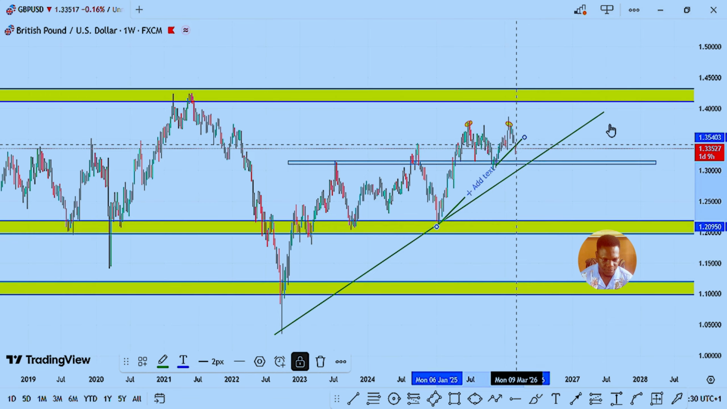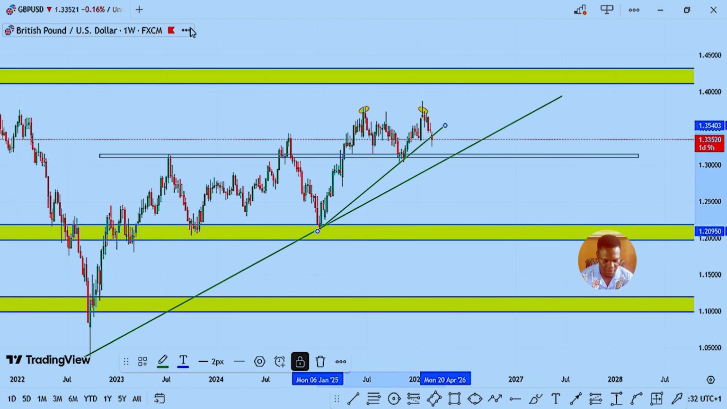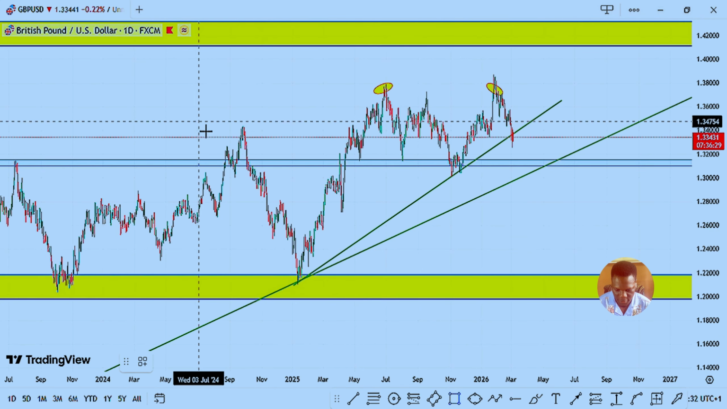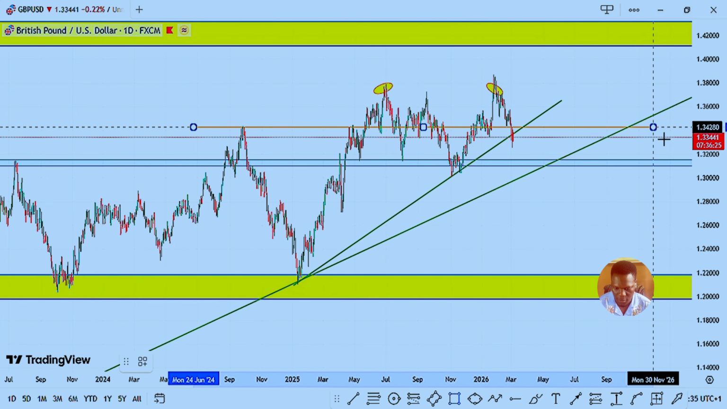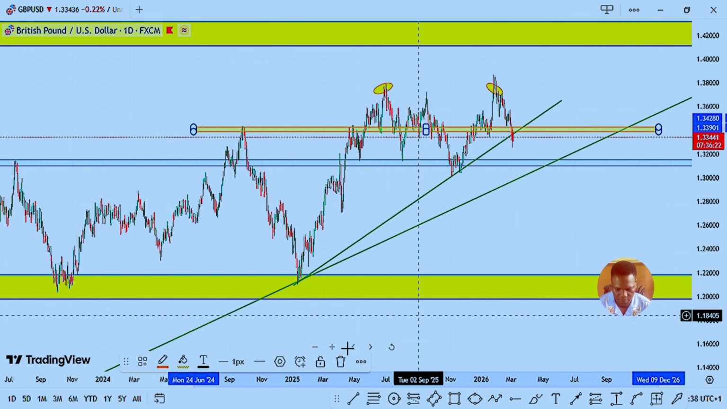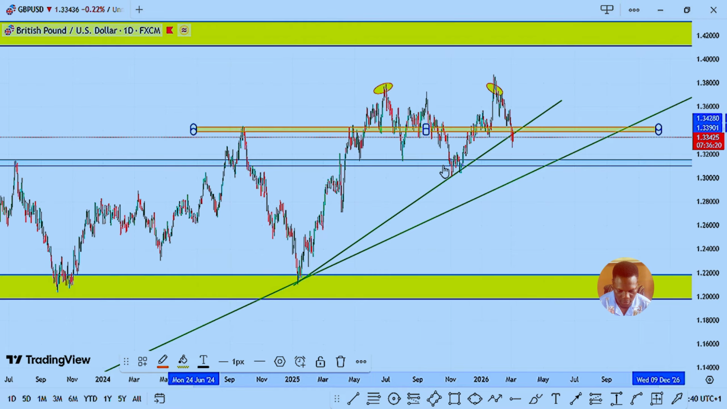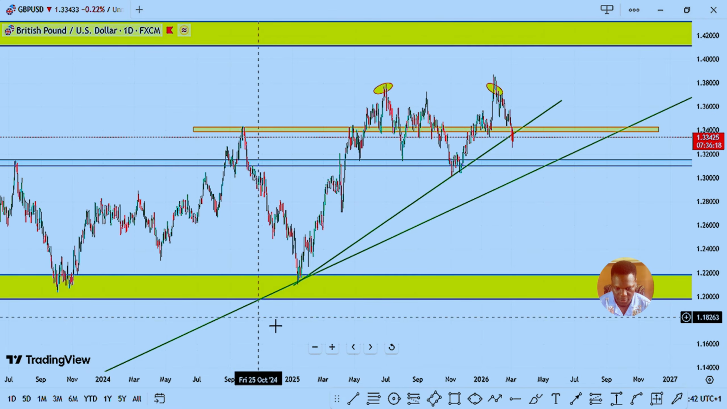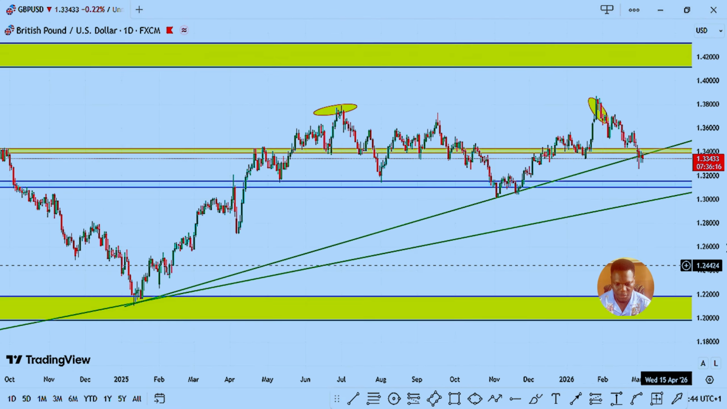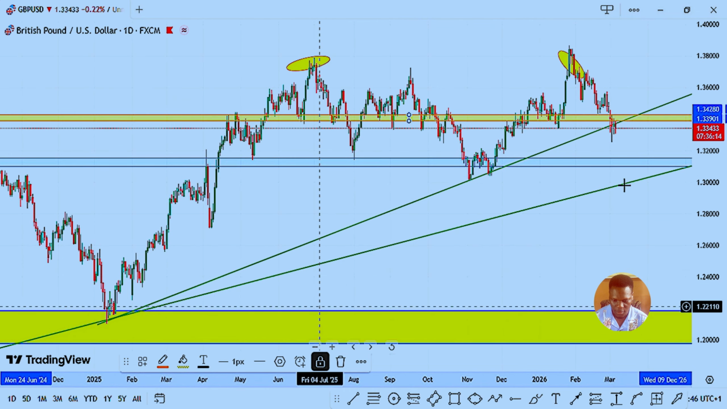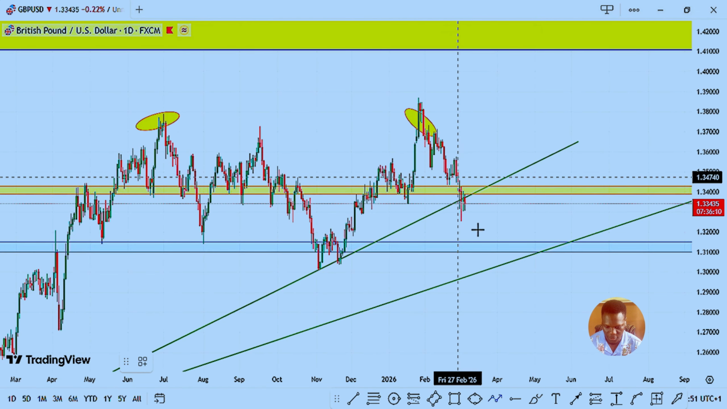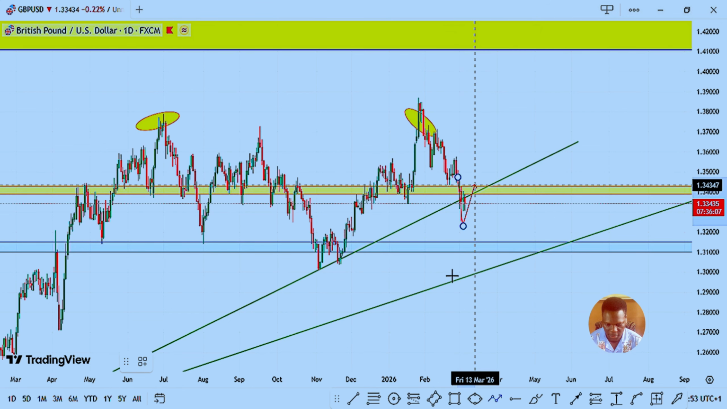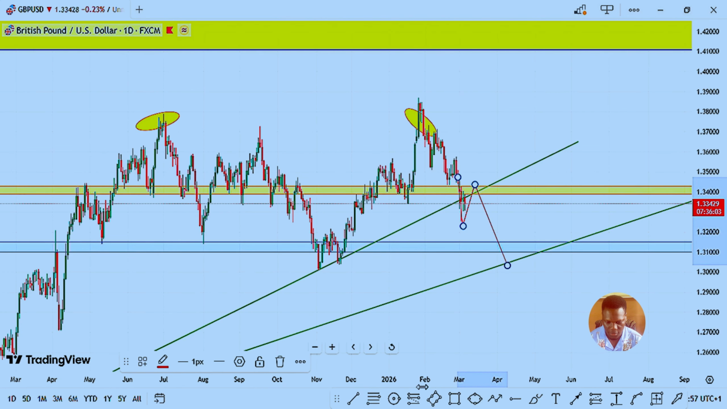But let's go to the daily time frame. We're looking for a sell trade at this weekly level, this weekly resistance level. We're looking for a sell trade on GBP, on this British pound. I've broken this trend, so I'll just wait for something like this to happen. We might see further decline, break, retest, continuation.